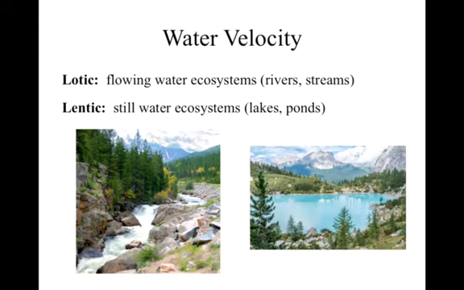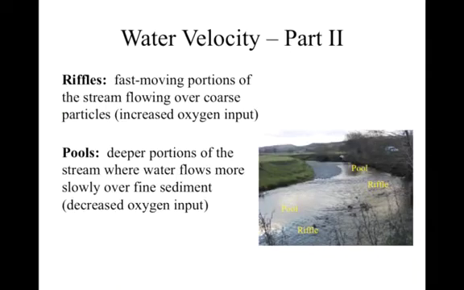So starting with water velocity, I can divide my aquatic systems into two classes. One is lotic, and these are flowing water ecosystems, so rivers and streams. The other is lentic, which is still water ecosystems, including lakes and ponds. There's an example of a lotic system where I have that river flowing, and here's a lentic system where I have a very still lake where you can see the reflection of the mountains.